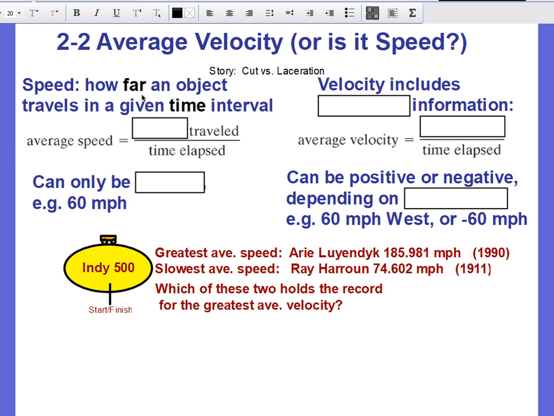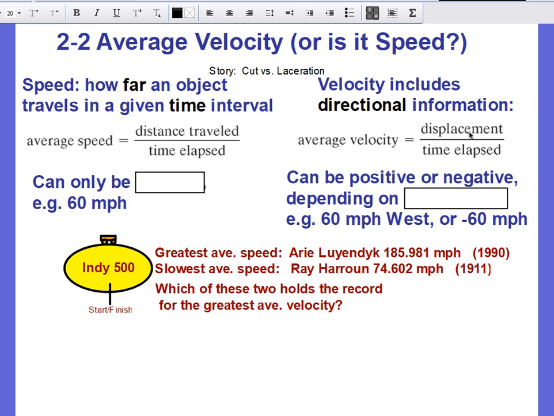Speed: how far an object travels in a given time interval. So average speed is just a measure of distance traveled per unit time. Velocity does include additional information. If you do know the difference between speed and velocity, could you tell me what goes in here? Velocity includes directional information. So we often say that velocity is speed with a direction. Instead of distance traveled per unit time, it's a measure of displacement per unit time.